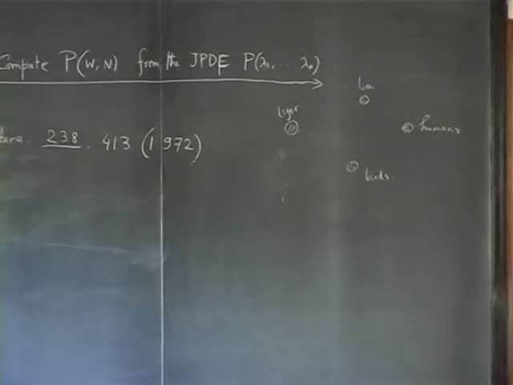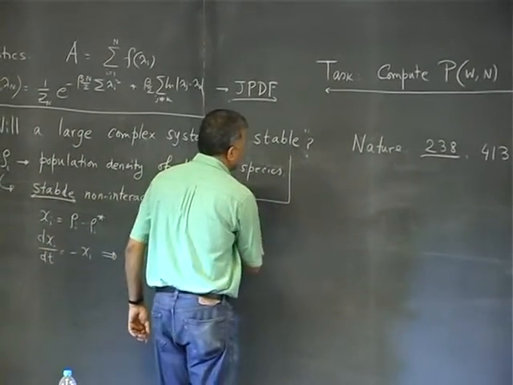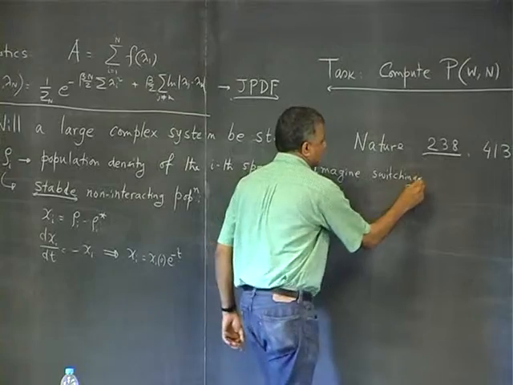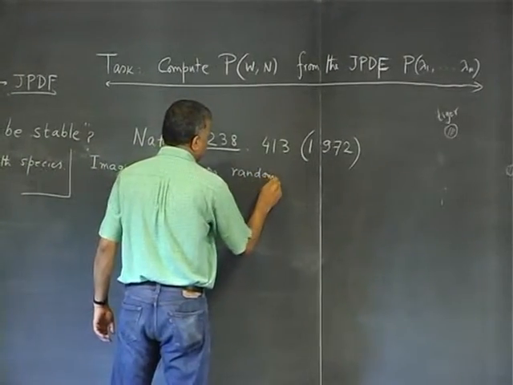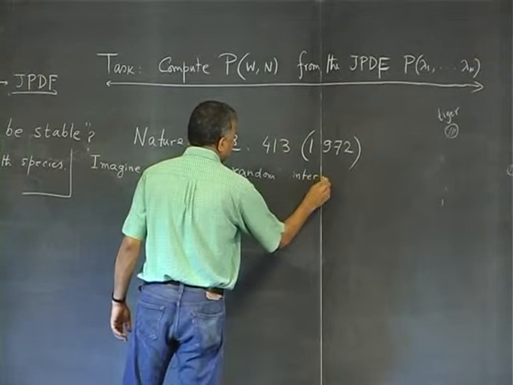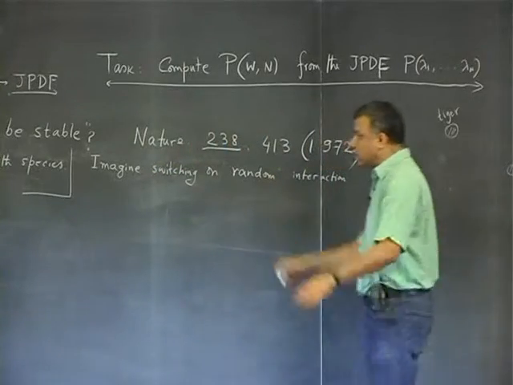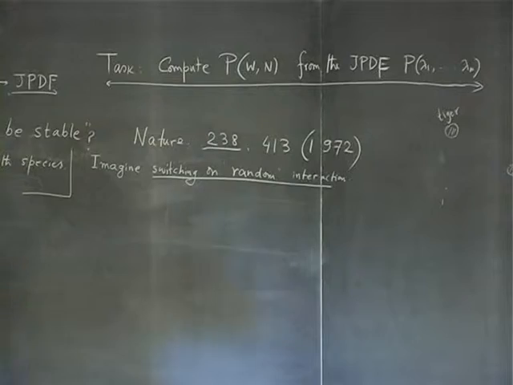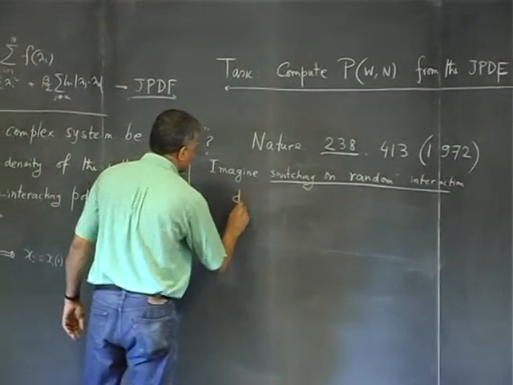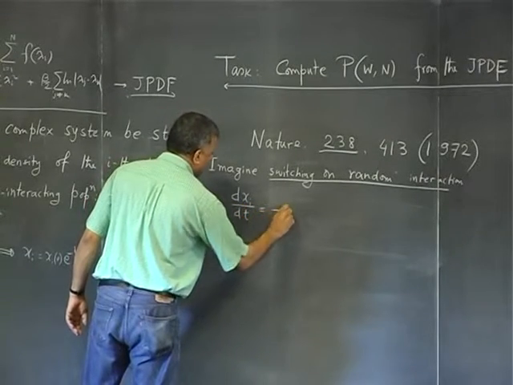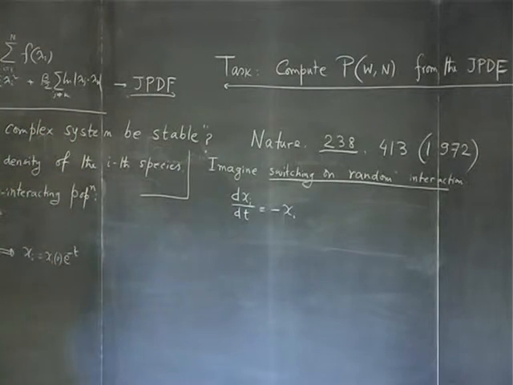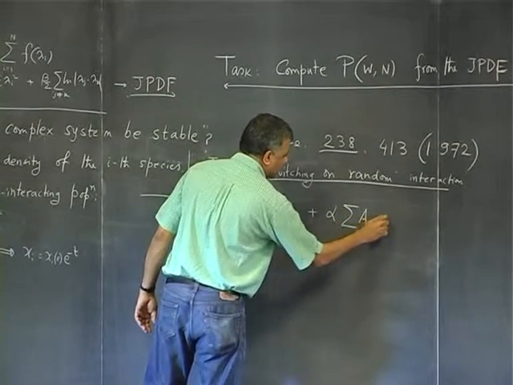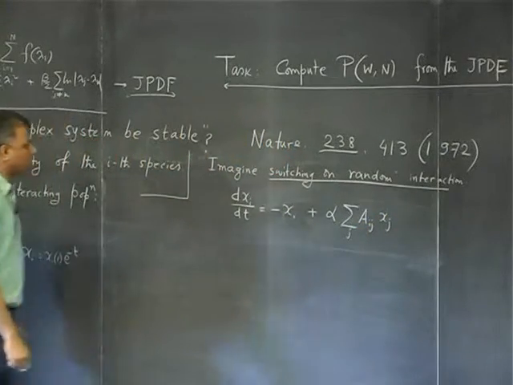Now, what May asks is the following question: imagine now switching on the interaction, a random interaction. I'll tell you what it means. It's a very simple model of population dynamics in a disordered, interacting system. Switching on the random interaction means that he writes the equation of motion of the deviation from the stationary value in this form. As before, you have a part which, without interaction, goes back to 0, and then you add a term, a sum over all j. This is the interaction term.